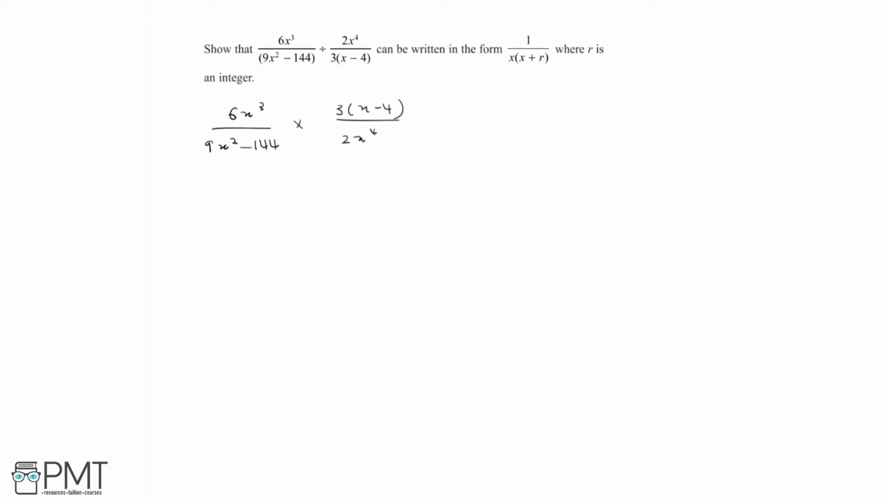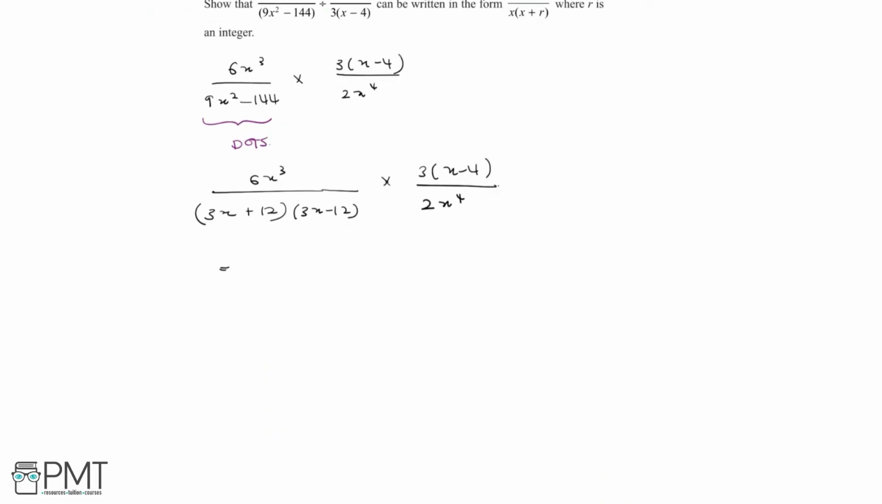Now before we multiply across, let's see if we can do any factorising. We know something called difference of two squares, and we can identify that 9x squared minus 144 is a difference of two squares. So when we factorise, we'll end up with 6x cubed over 3x plus 12 multiplied by 3x minus 12. And that's the factorised form of 9x squared minus 144. Then we have the fraction on the right hand side, which is 3 brackets x minus 4 over 2x to the power of 4.